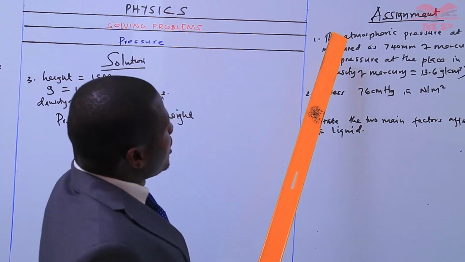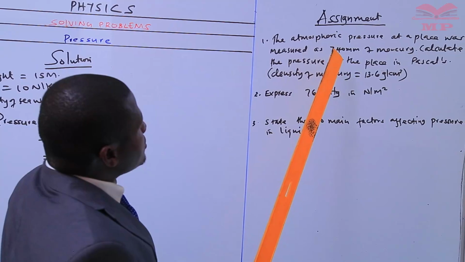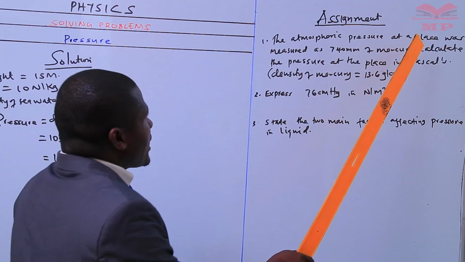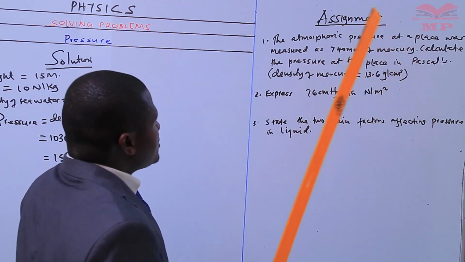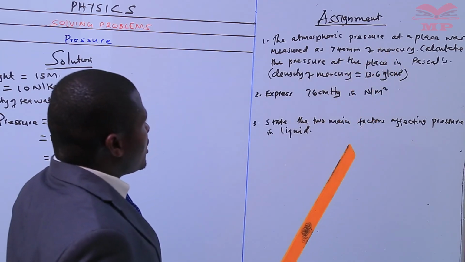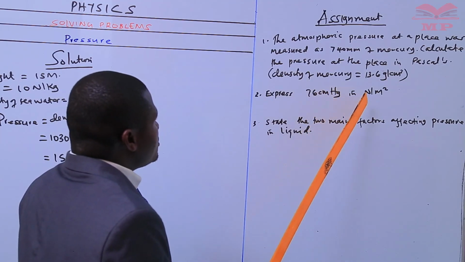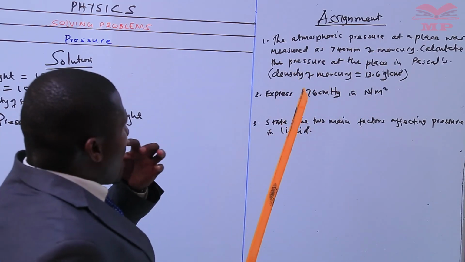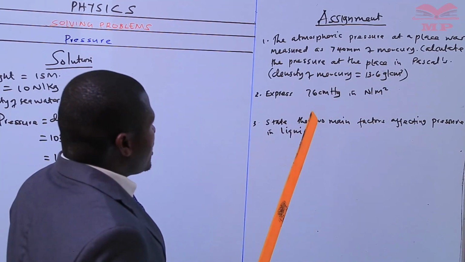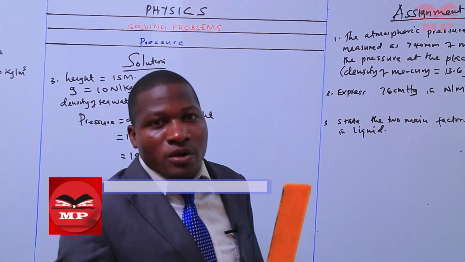The first question says the atmospheric pressure at a place was measured as 740 millimeters of mercury. Calculate the pressure at the place in pascals. I have been given the density of mercury as 13.6 grams per cubic centimeter. Then question 2: express 76 centimeters Hg in newtons per meter square. Then the last question: state the two main factors affecting pressure in liquid. These are the questions that I would like you to try when you are at home.